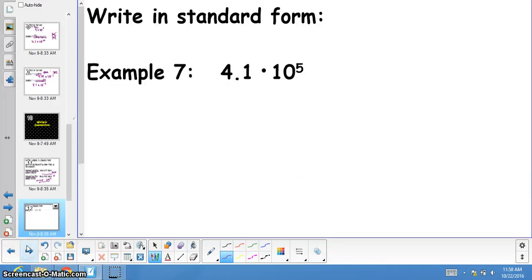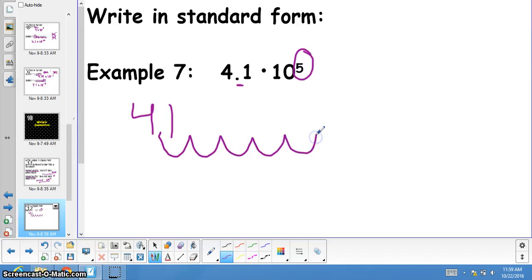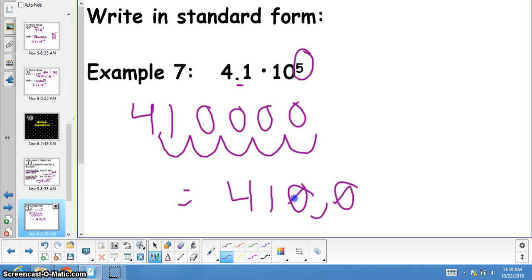So let's look at an example. Write in standard form 4.1 times 10 to the 5th power. I'm going to take the first numbers given and write them down, not including the decimal. And I'm looking at my exponent and it's positive 5. Which direction should I move? Right. Starting where the decimal was in the original problem, I'm moving to the right. 1, 2, 3, 4, 5. Oh my goodness, what should I fill those humps in with? You guessed it, zeros. And now I have the number 410,000 written in standard form.